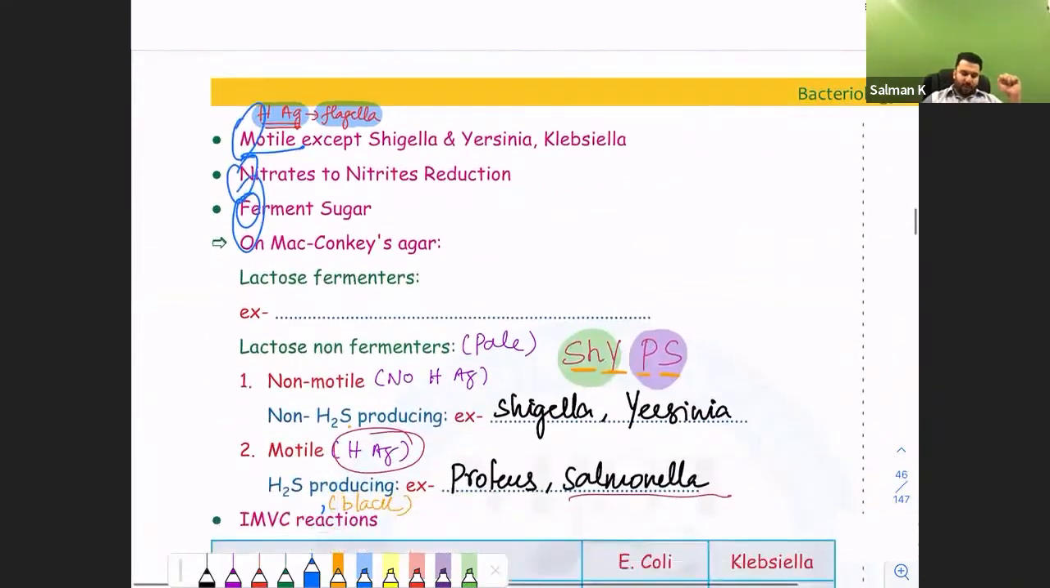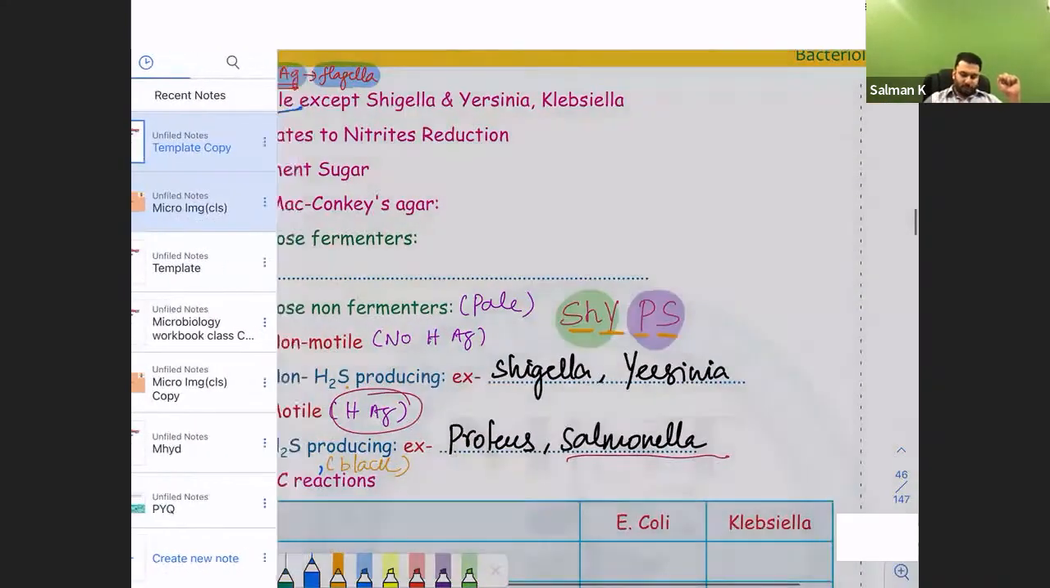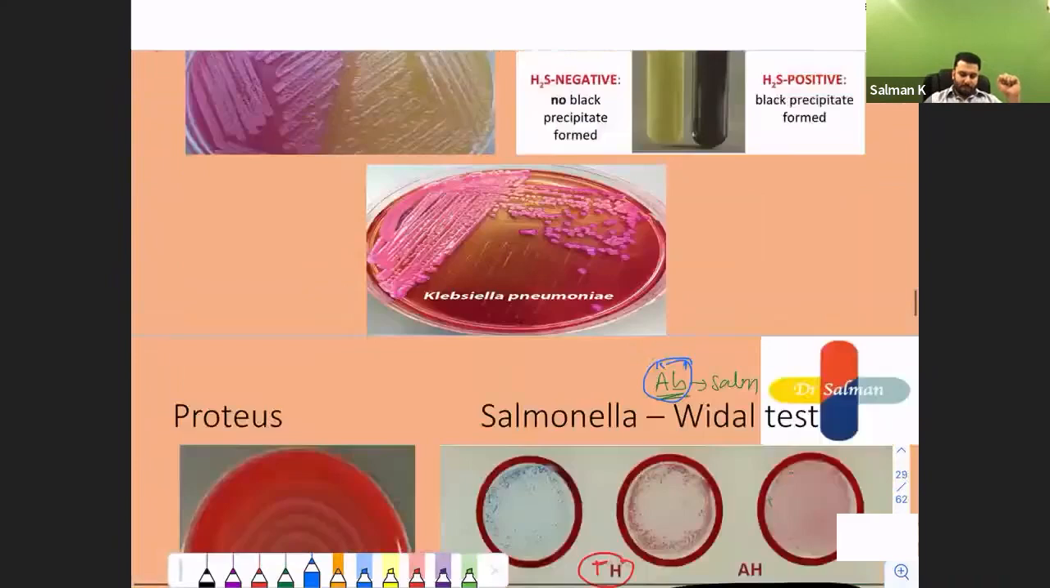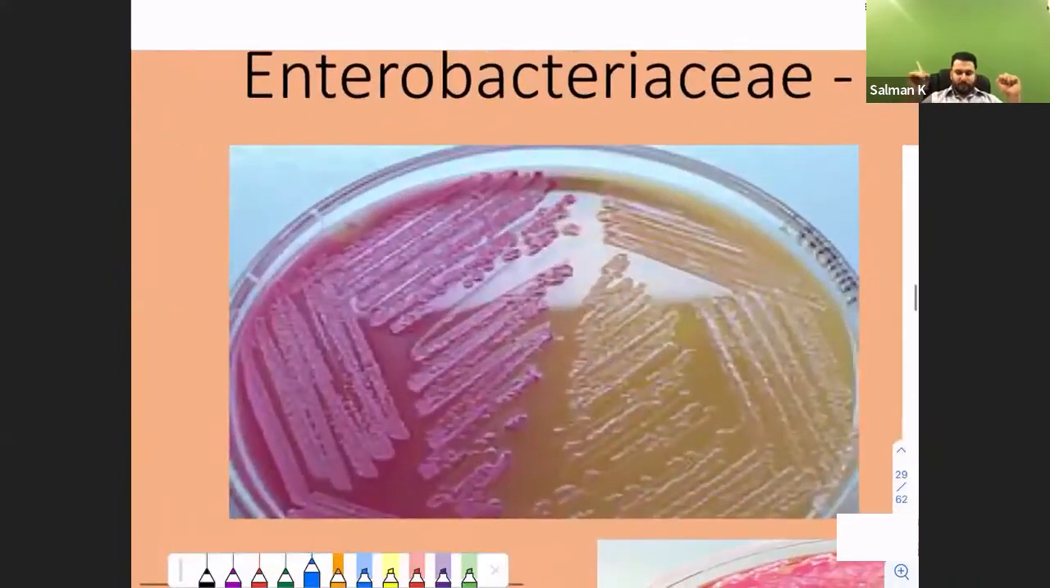Now, just a quick recap. This agar, hopefully you recall the picture. This is known as MacConkey's agar. And why do we use MacConkey's agar? To differentiate between Enterobacteriaceae members, which are lactose fermenters and lactose non-fermenters. Okay, so simply there are two names here, lactose fermenters and lactose non-fermenters.